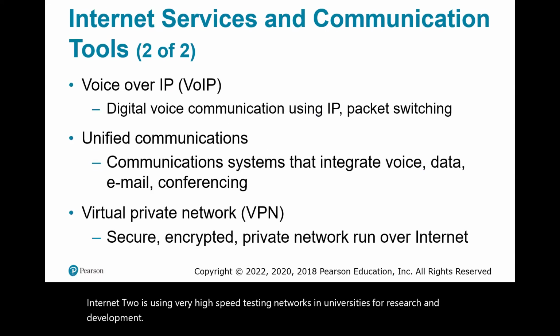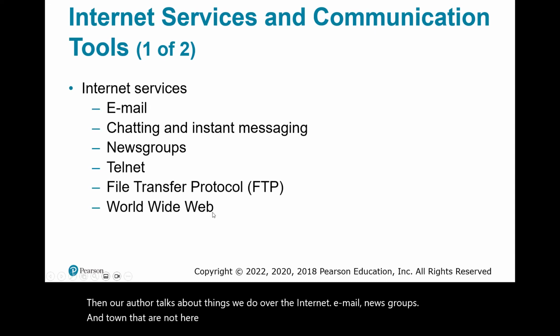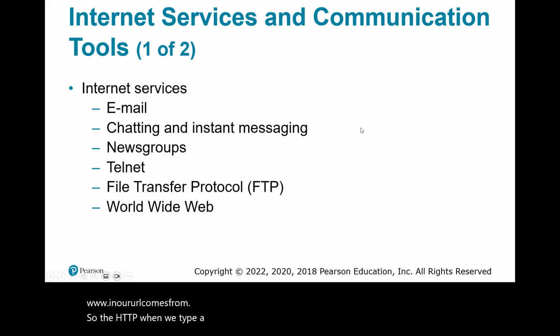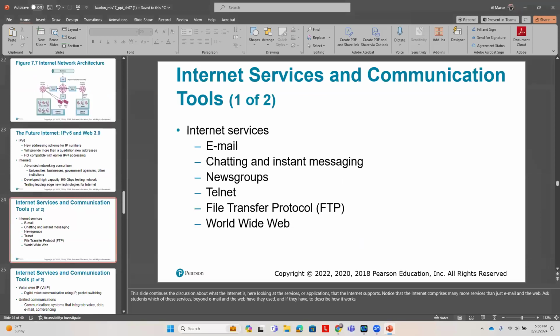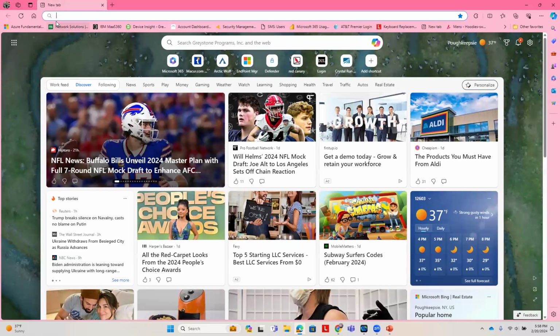Then our author talks about things we do over the internet. Email, newsgroups, FTP and Telnet are not here anymore. World Wide Web is actually a service of the internet. It's not the internet, even though we use them synonymously, but that's where the www in our URL comes from. So the HTTP, when we type a URL, stands for Hypertext Transfer Protocol. And that's just a means we get out to the internet.